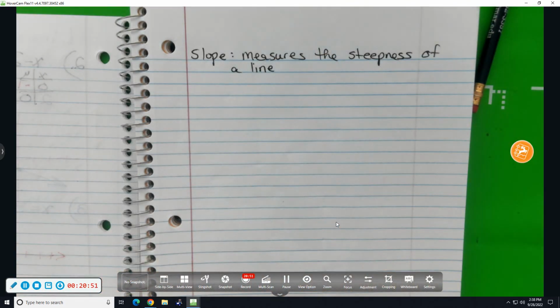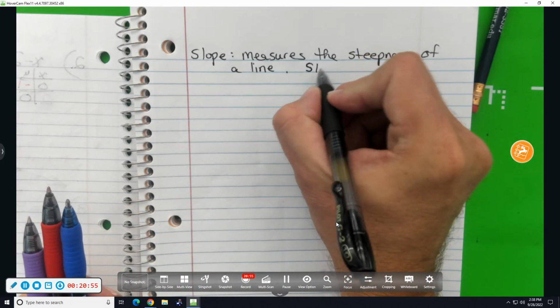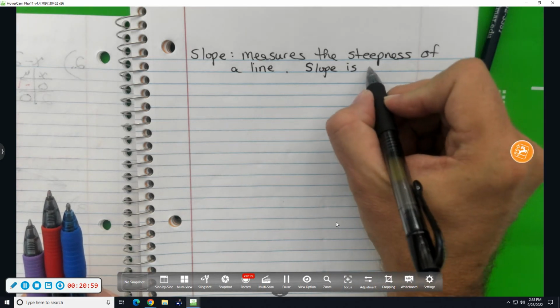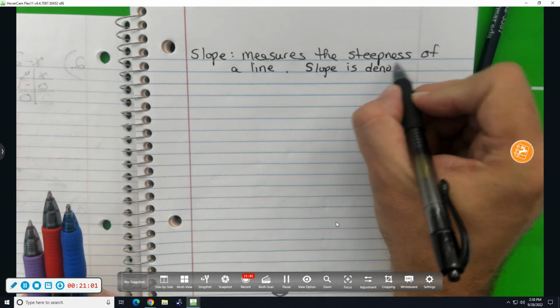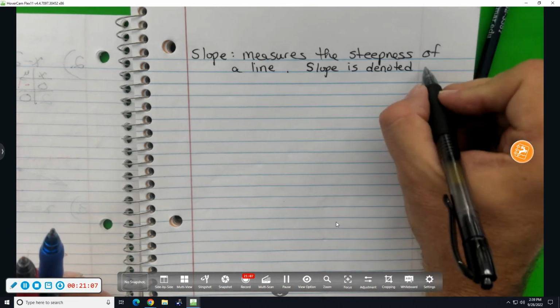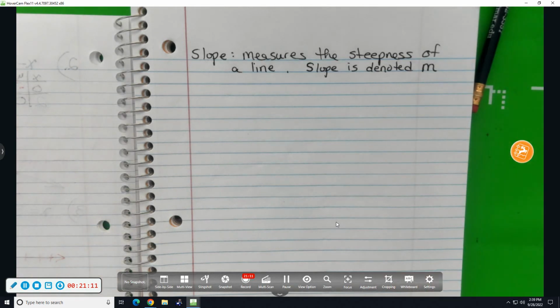That's what I've always said. But Tony said he liked the word steepness, and I like it too. What letter do you think is used to denote slope? Of course, the lowercase m is what we use to denote slope.